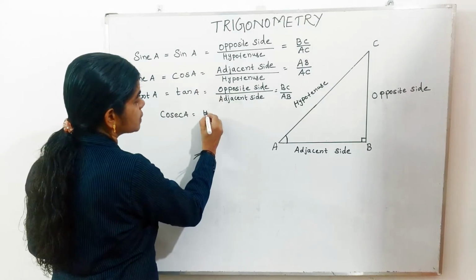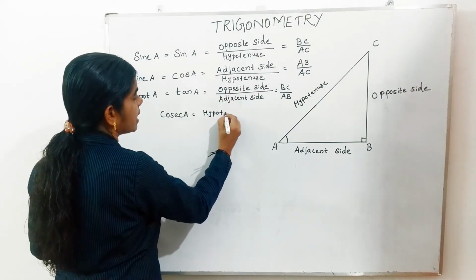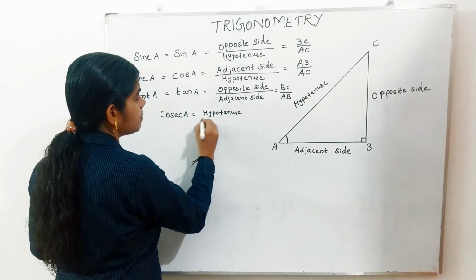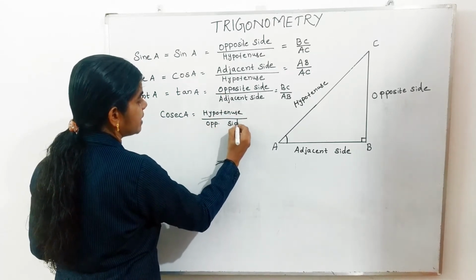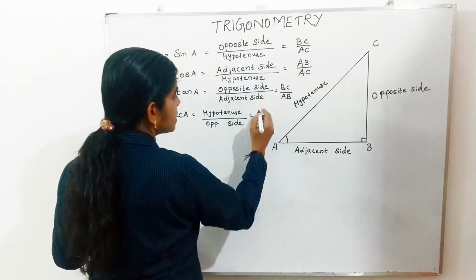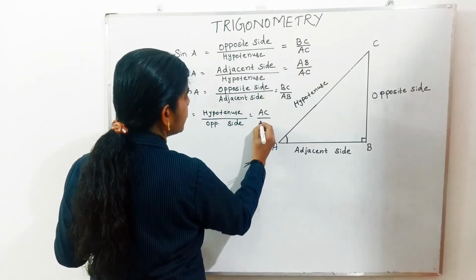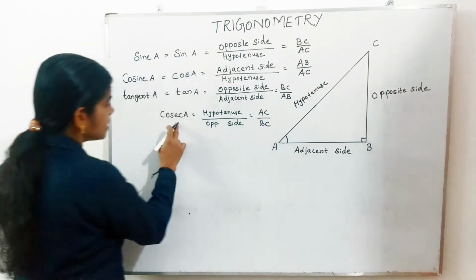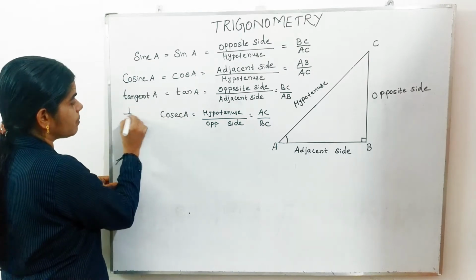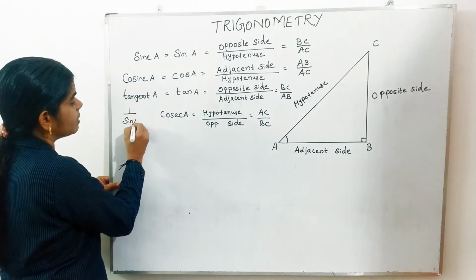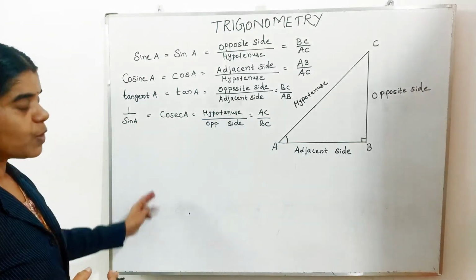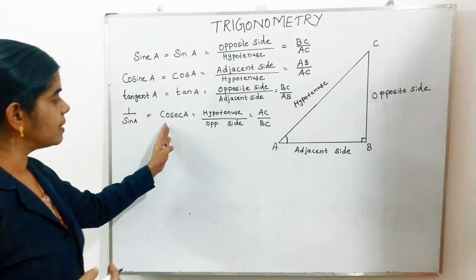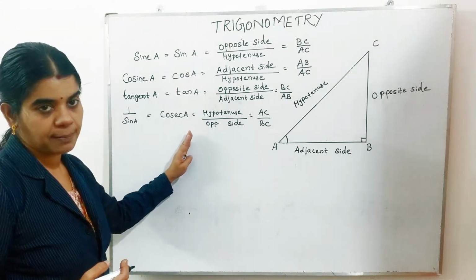Then hypotenuse by opposite side. Opposite side, that is AC by BC. Then cosec A means, for better understanding I am writing here 1 by sin A. That is known as cosec A. Full form is cosecant A. In the short form we will write cosec A.